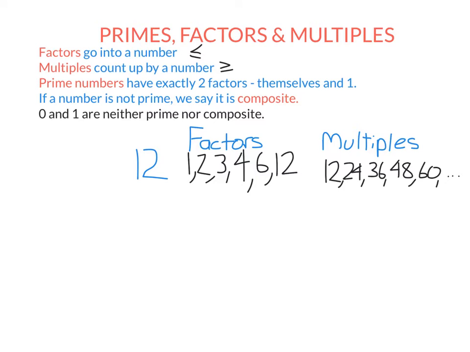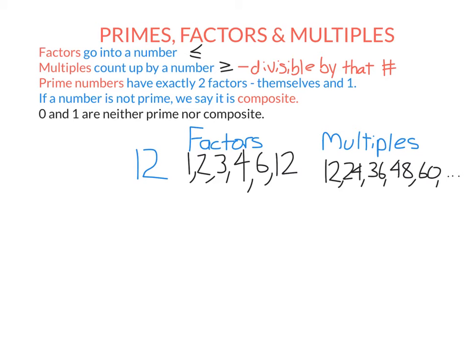So what do all of these numbers have in common? Well, each of these numbers is divisible by 12. 12 is a factor of each of these numbers. So all the multiples of a number are those divisible by that number. All the multiples of 12 are the numbers that are divisible by 12.